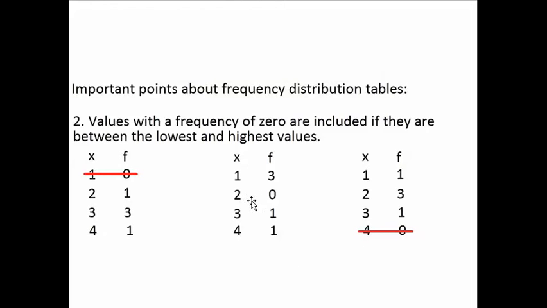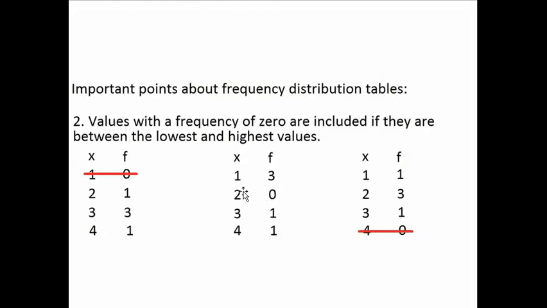But if we had a data set like this, in which we had 3 1s, 1 3, and 1 4, but no 2s, we would have to include 2 in the x column, because 2 is actually between our lowest and highest values. Our lowest value is 1, and our highest value is 4, and 2 is in between. So since this value of 2 is between the lowest and highest values, it has to be included in the x column, even if it has a frequency of 0.